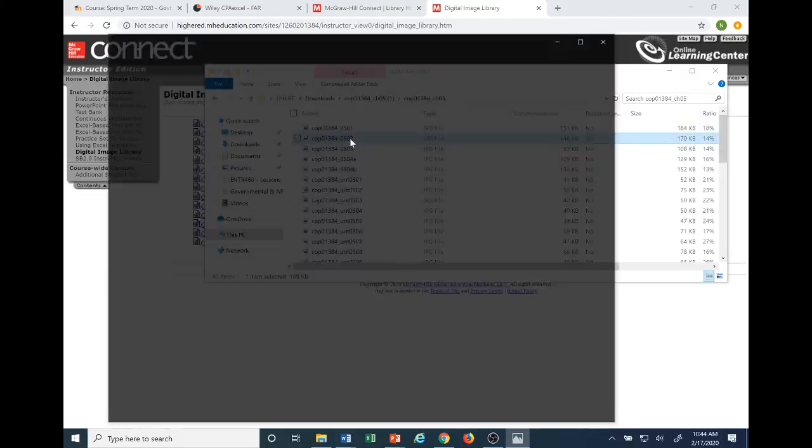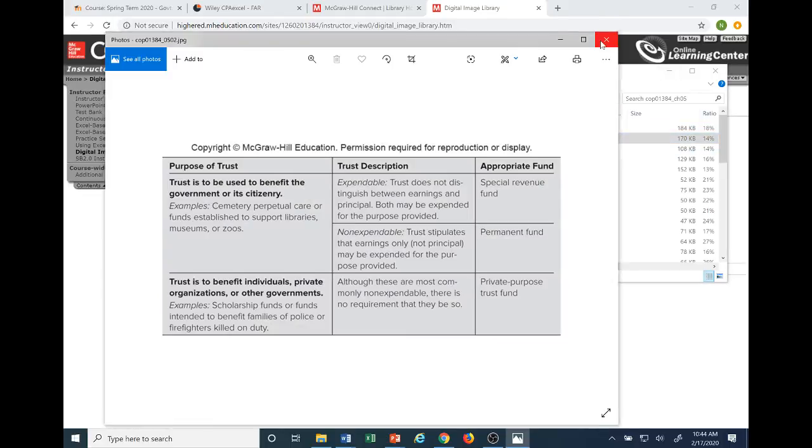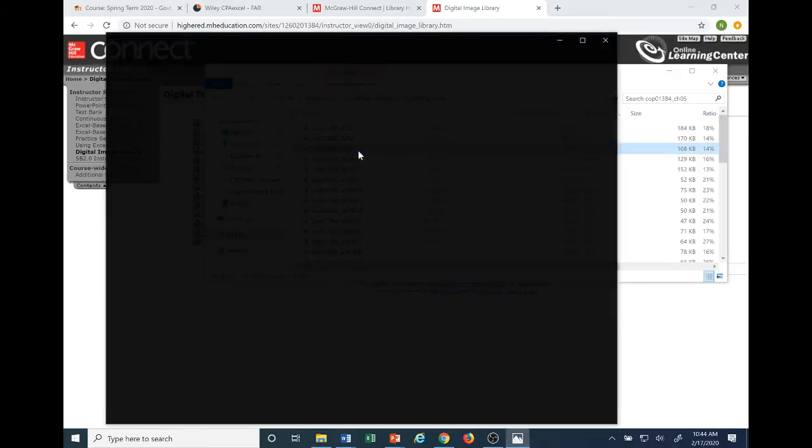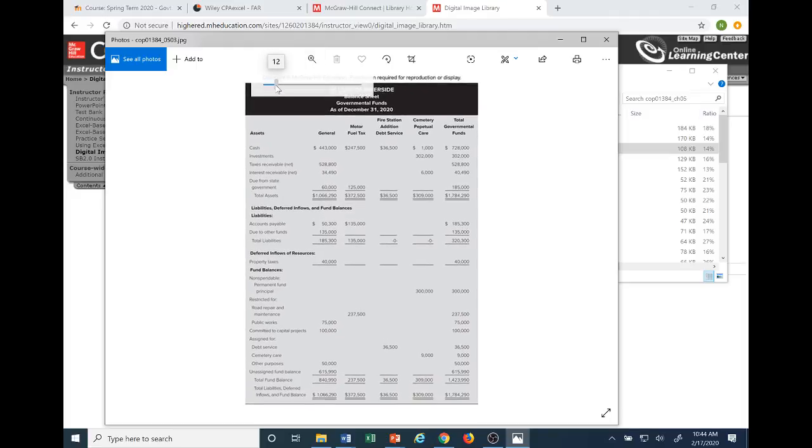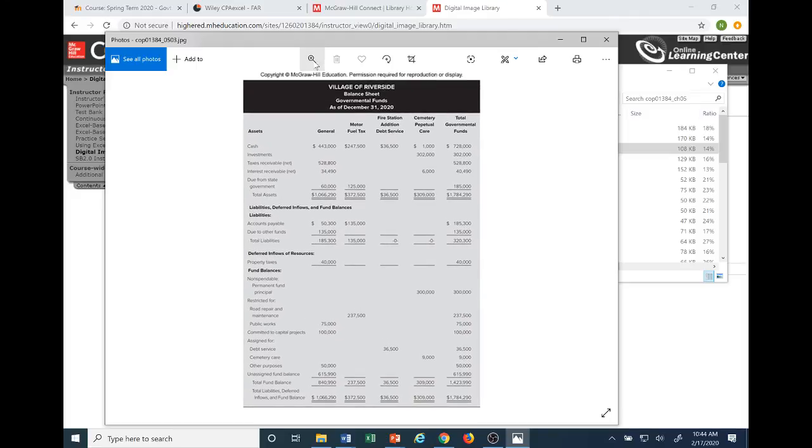So many pictures they give you, man. It's hard to keep up with. Okay, there's the trust. So this should be it right here. There we go. Can you see that okay? And that's probably a little small still. Let me see if I can do this.